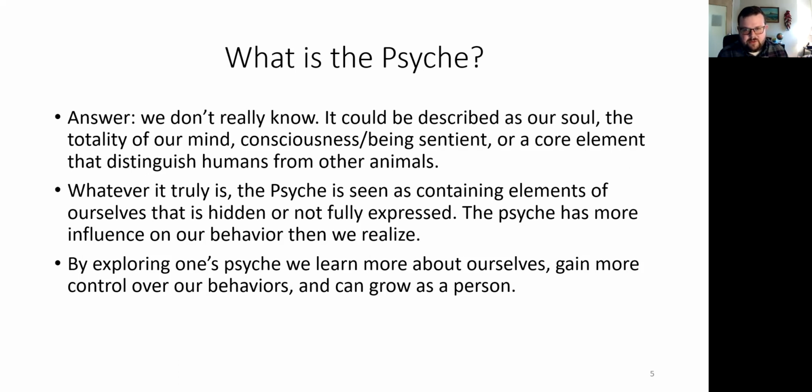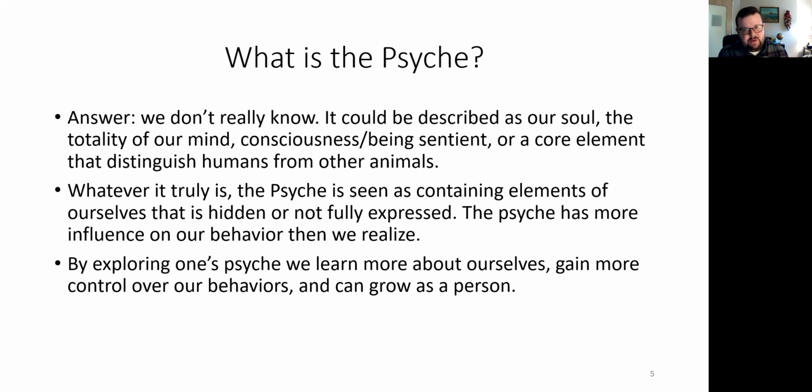Adlerians typically don't use the word psyche. Essentially, how they view the psyche, it's anything outside of your awareness. So if you're not aware of it, it's part of the psyche. The thing to remember, whatever it truly is, we may not be able to describe it, but the psyche is seen as containing elements of ourselves that are hidden or not fully expressed. So it's things in our psychological mind that we can't access.